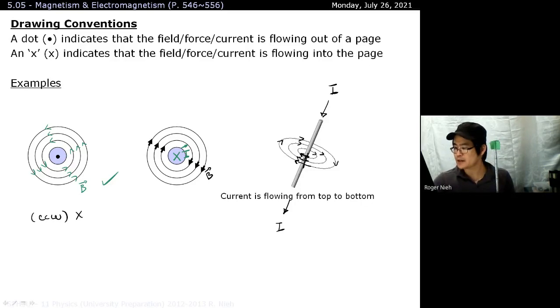Okay, and that's how you would answer this question here. You just draw that out, and then you'd label to the reader, telling them this is the direction of the B fields. Any other questions, guys?